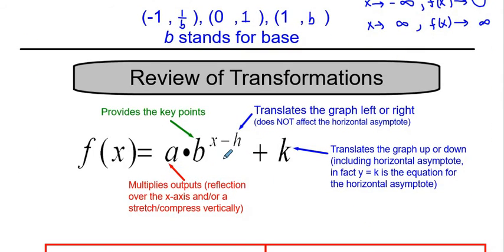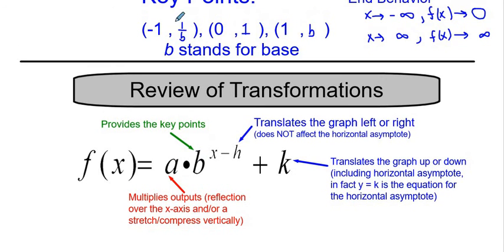Okay, so this is what the graph looks like in its transformational basis. A is still a multiplier of outputs. It could cause a reflection over the x-axis if it's negative, and it can also stretch the graph vertically. B is going to provide these key points. So these key points are going to be modified by B. And you might be used to seeing a B here, but that B, it could be there, and you still would have to GCF factor it. But that B would actually change the key points. So it's not as critical in exponentials as it was in the fall, but it will matter with logarithms.